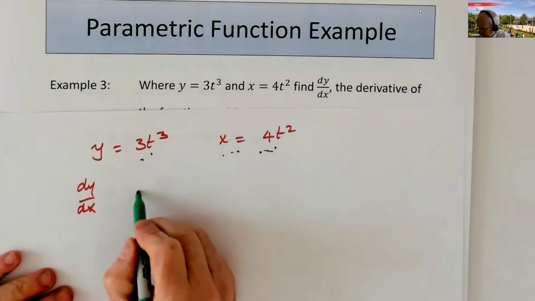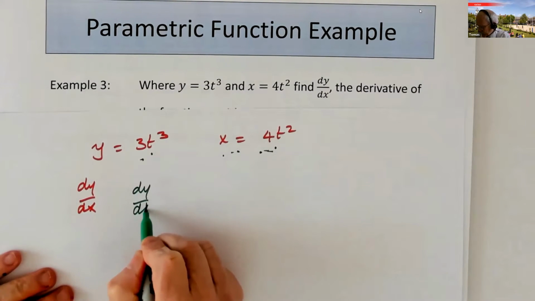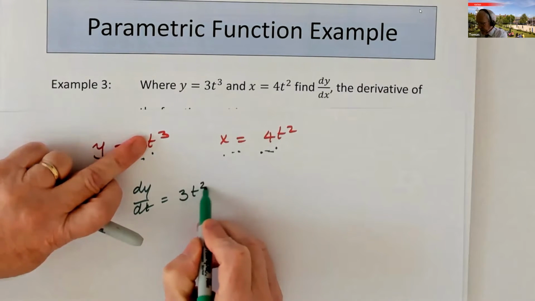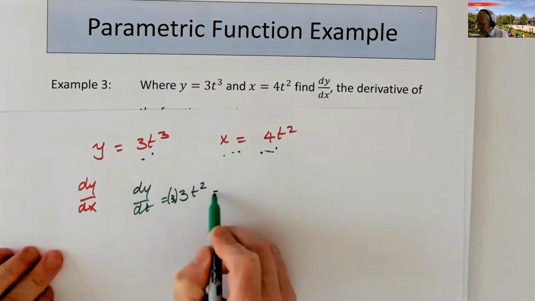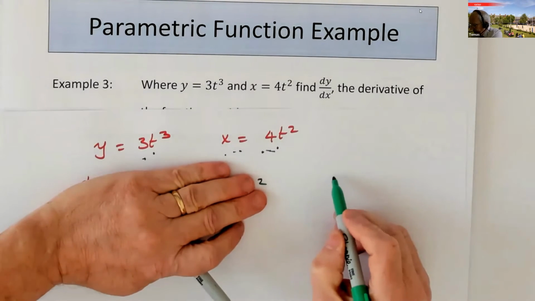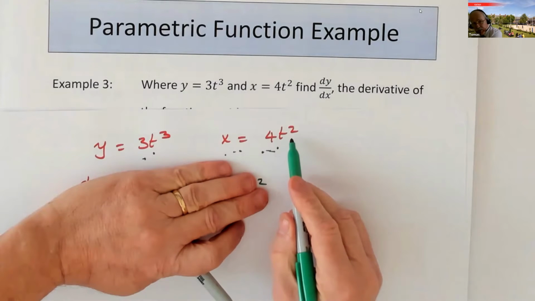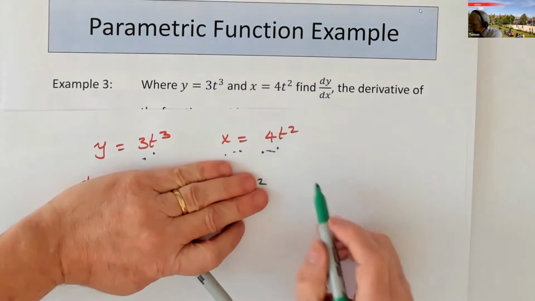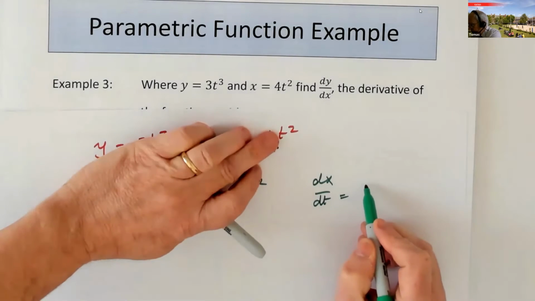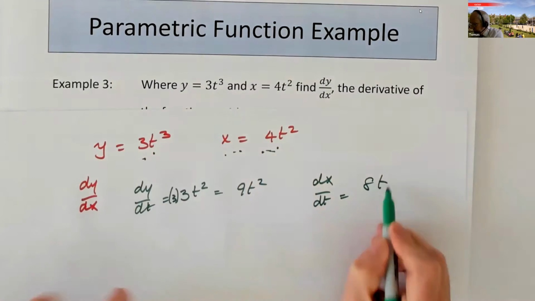Well, dy/dt would be, I'd take down the 3, 3 times 3, or 9t squared. For the x part, if that was y is equal to 4x squared, I take down the 2, but dx/dt is equal to 2t times 4, so 8t.